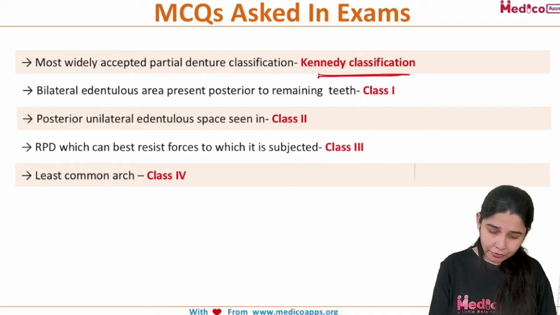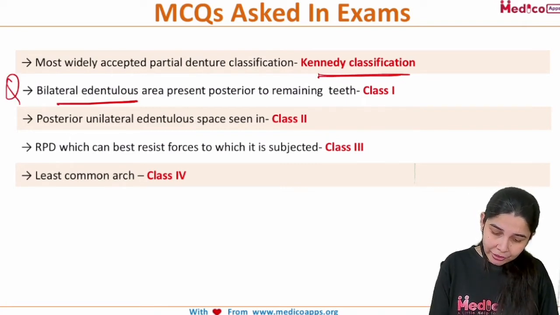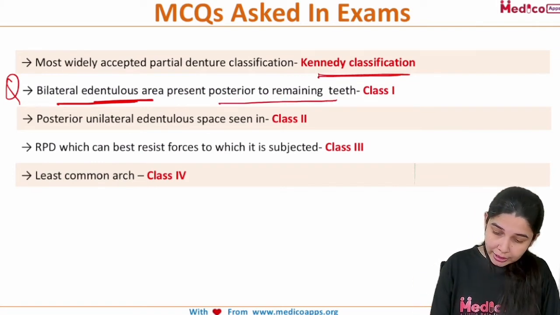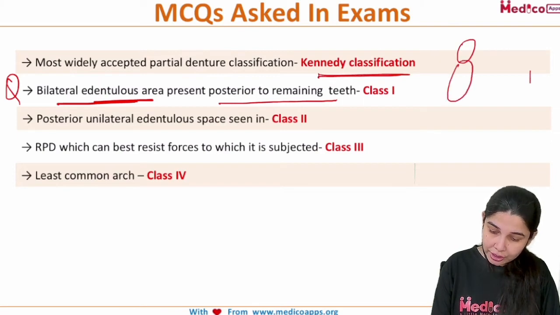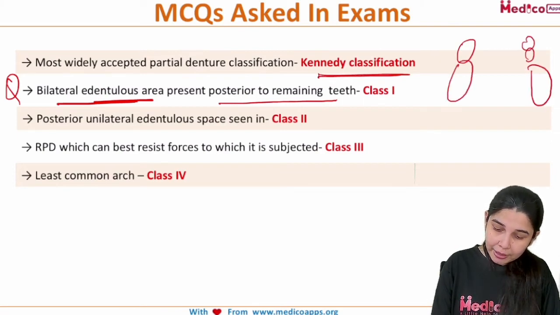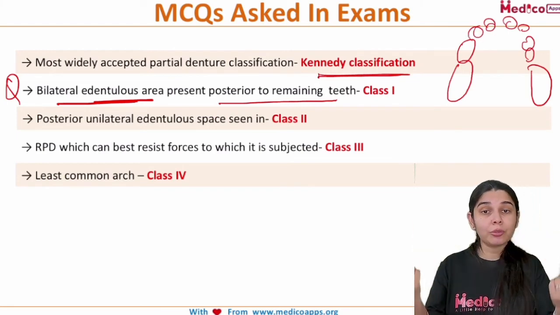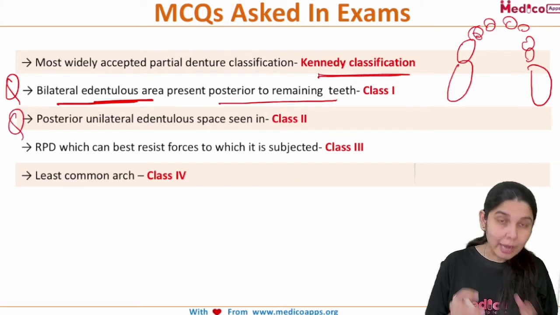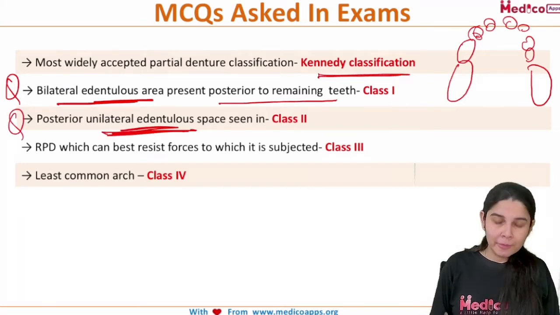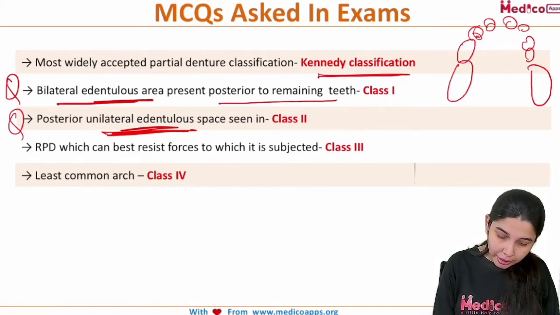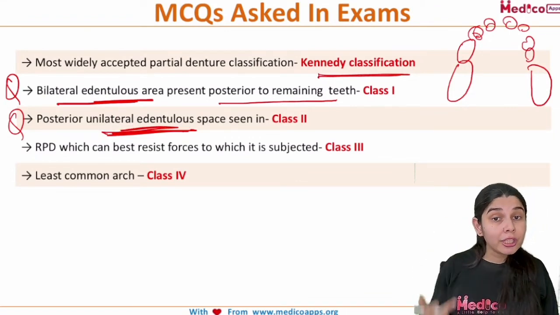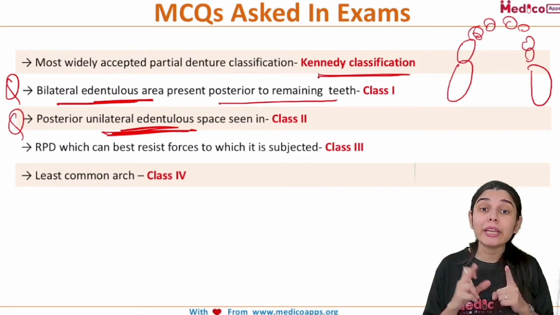The second question was about the bilateral edentulous area present posterior to the remaining teeth. What was it? It was class 1. Class 1 had edentulous areas on both sides and the abutment teeth were present anterior to that. Then comes another question. Do remember this, I'm talking here about the unilateral, only one section, but posteriorly. So that was class 2.